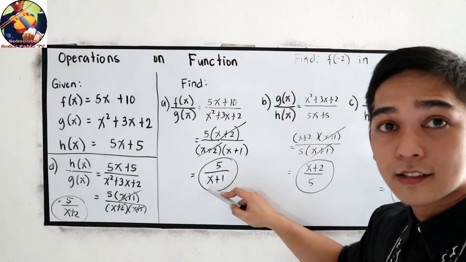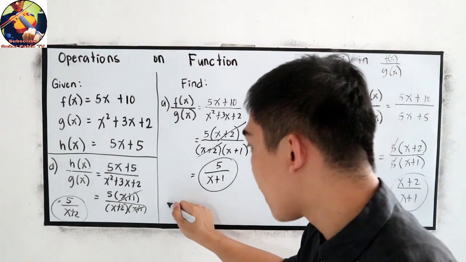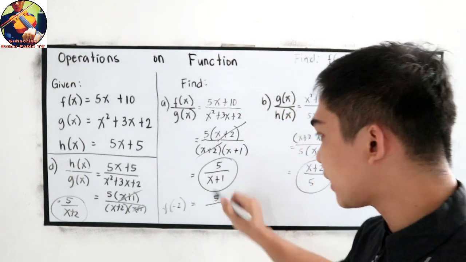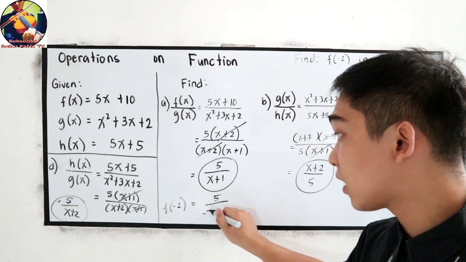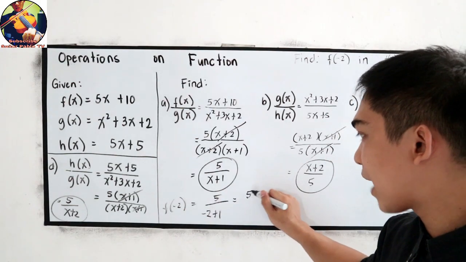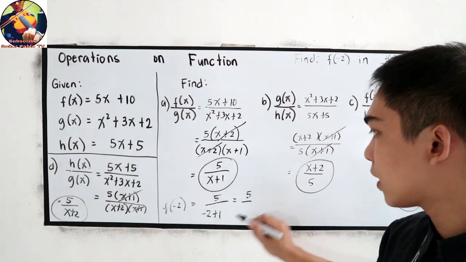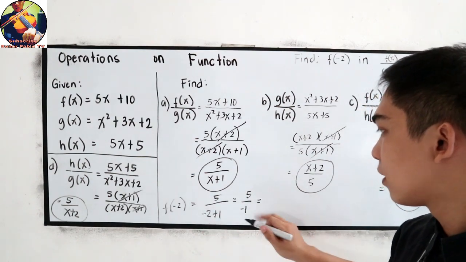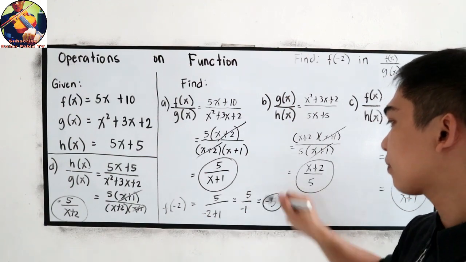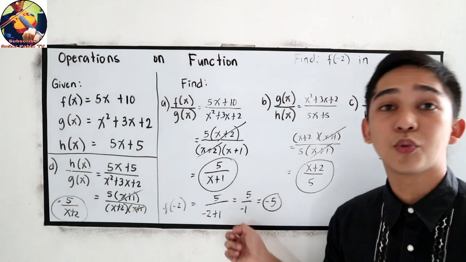to our x. So that will become f of negative 2 is equal to 5 over x, which is negative 2, plus 1. So this will become 5 over negative 2 plus 1. This is negative 1. 5 divided by negative 1 is negative 5. Okay, this is how to evaluate a function.